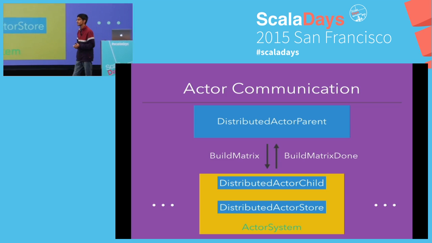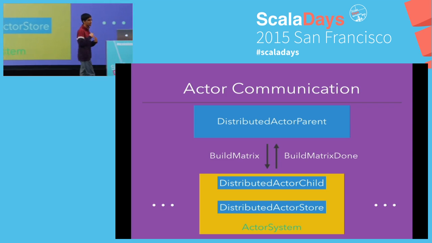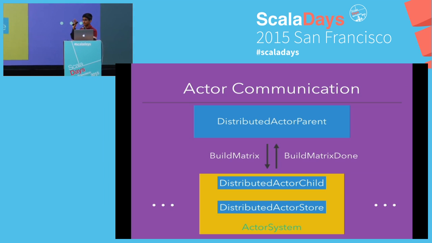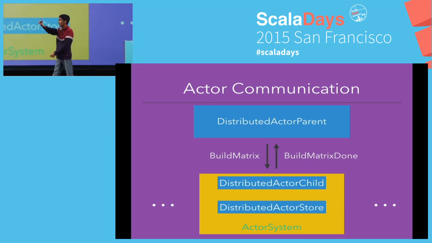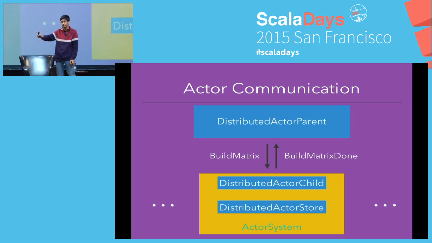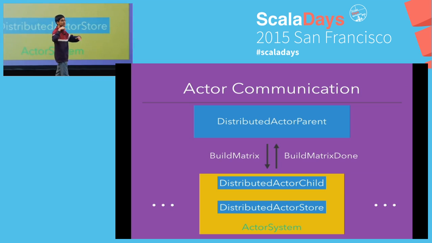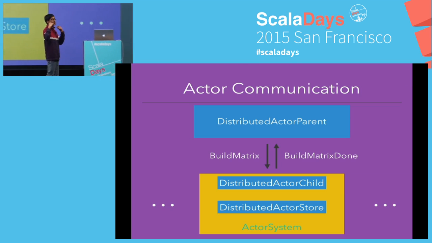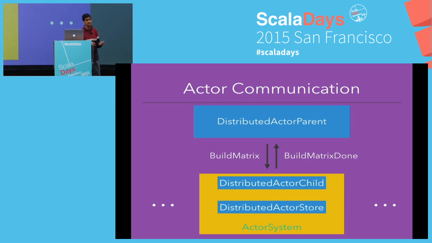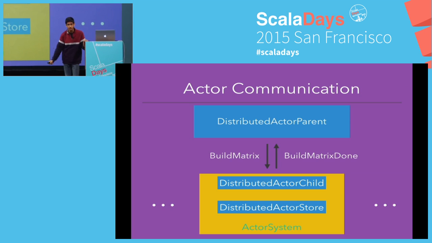Now for the distributed implementation, I implemented this with Akka, and this is how the actor communication looked within my systems. So we have our distributed actor parent. This is running on the master machine, and we have one actor system running on each child machine. Now this actor system will contain multiple distributed actor children, as well as a distributed actor store. So we'll get to distributed actor store in just a bit, but first let's talk about the communication between the parent and the child. Now the parent sends a build matrix command to the child. It contains which block is needed to be calculated, as well as information about the edge values, which are needed to calculate values within that block.